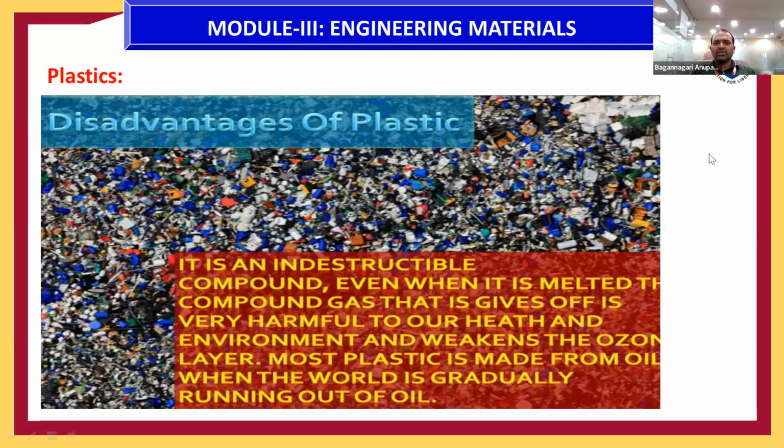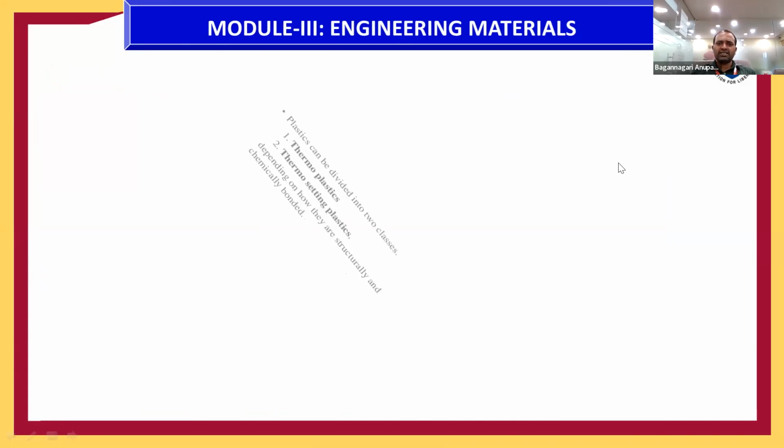So the disadvantages of plastics are that it is an indestructible compound, and when melting takes place, fumes come outside. These fumes are not eco-friendly, and the smell comes outside, which affects living organisms. Plastics are made from oil, and the world is gradually running out of oil. These are the disadvantages of plastics.